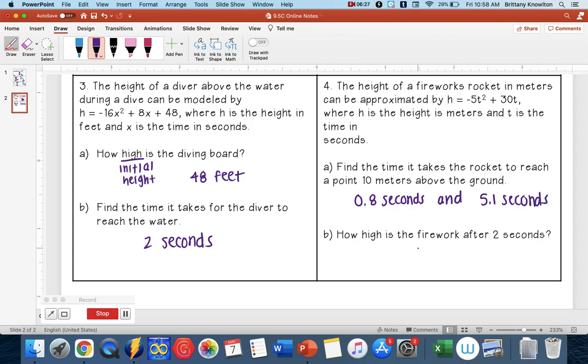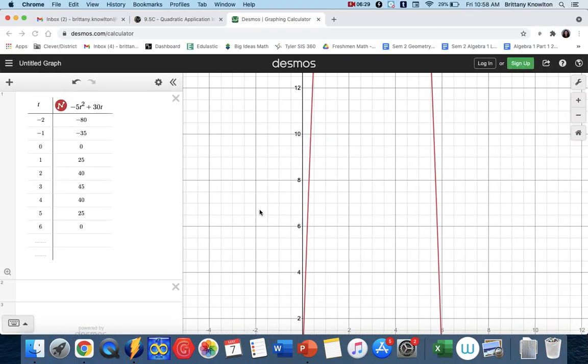Then you want to see how high the firework is after 2 seconds. There you can look at the table. I see 2 here, and that is at 40 feet.